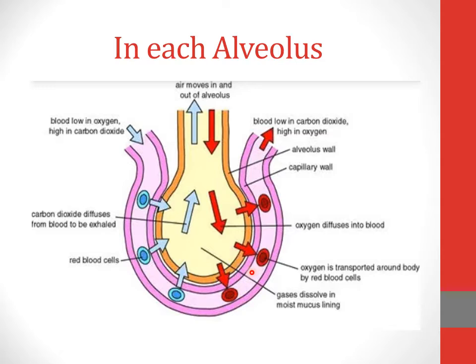Thus, the blood that enters the lung is poor in oxygen and rich in carbon dioxide, while the blood that leaves the lungs is poor in carbon dioxide and rich in oxygen, in order to transport this oxygen to all parts of the body.